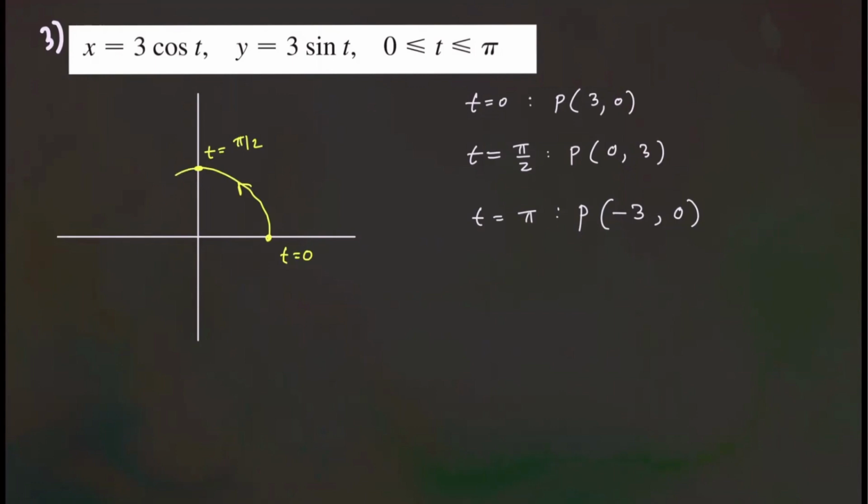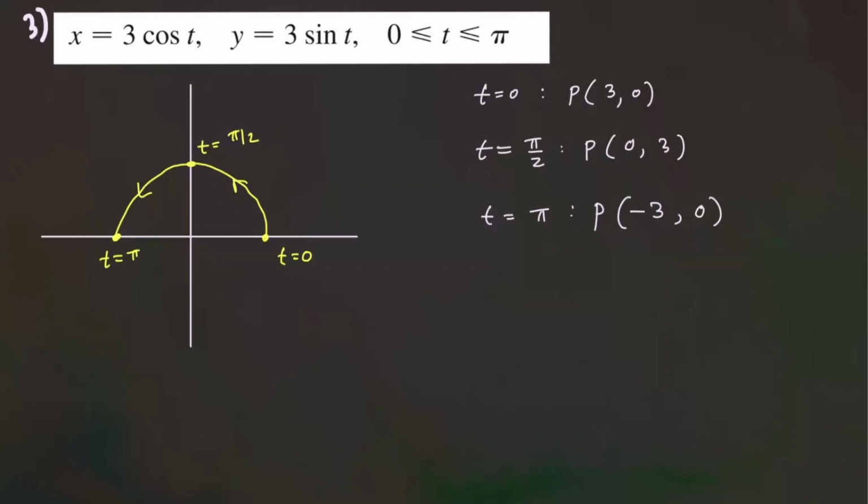All right, I'm struggling to draw this. Hopefully you can draw it better. Let's just say this is the circle. I'm sorry, not the best drawing. This is t equals pi. All right, that is the direction of the curve. So it's just the upper half of the circle.